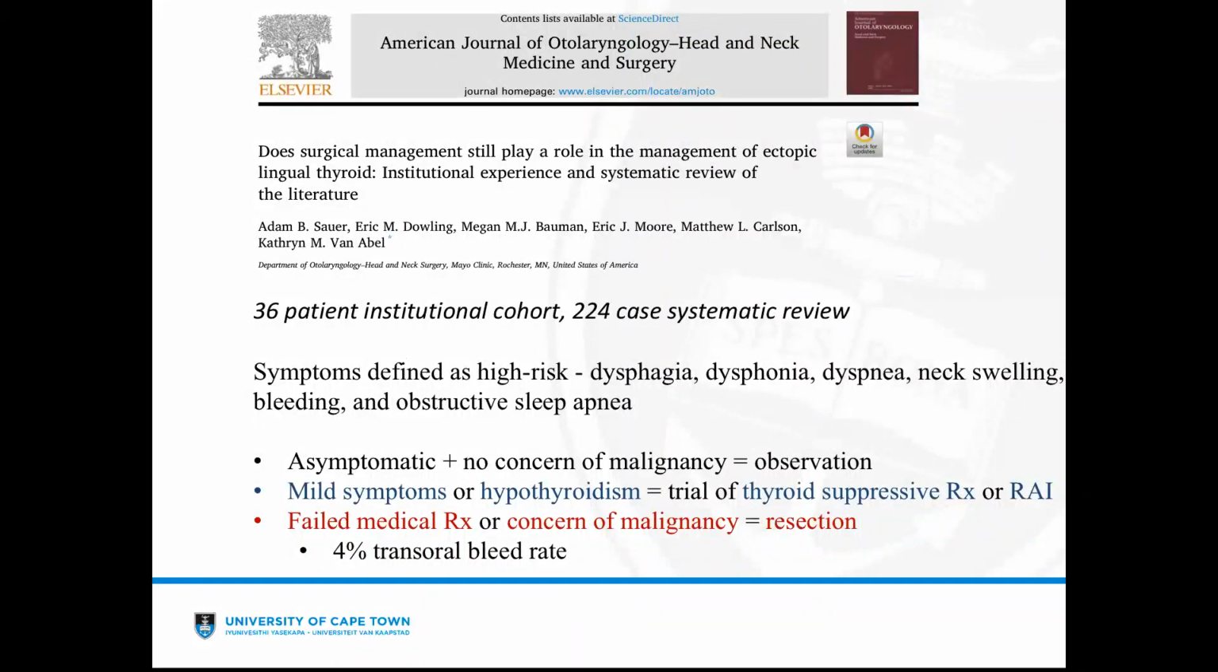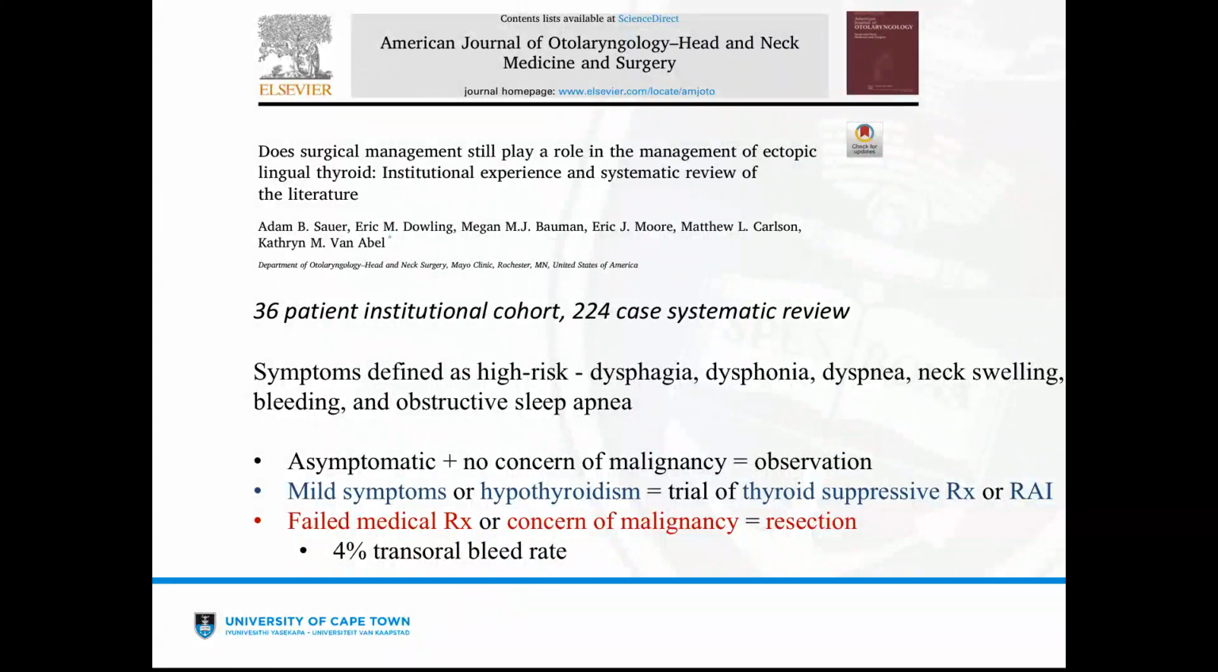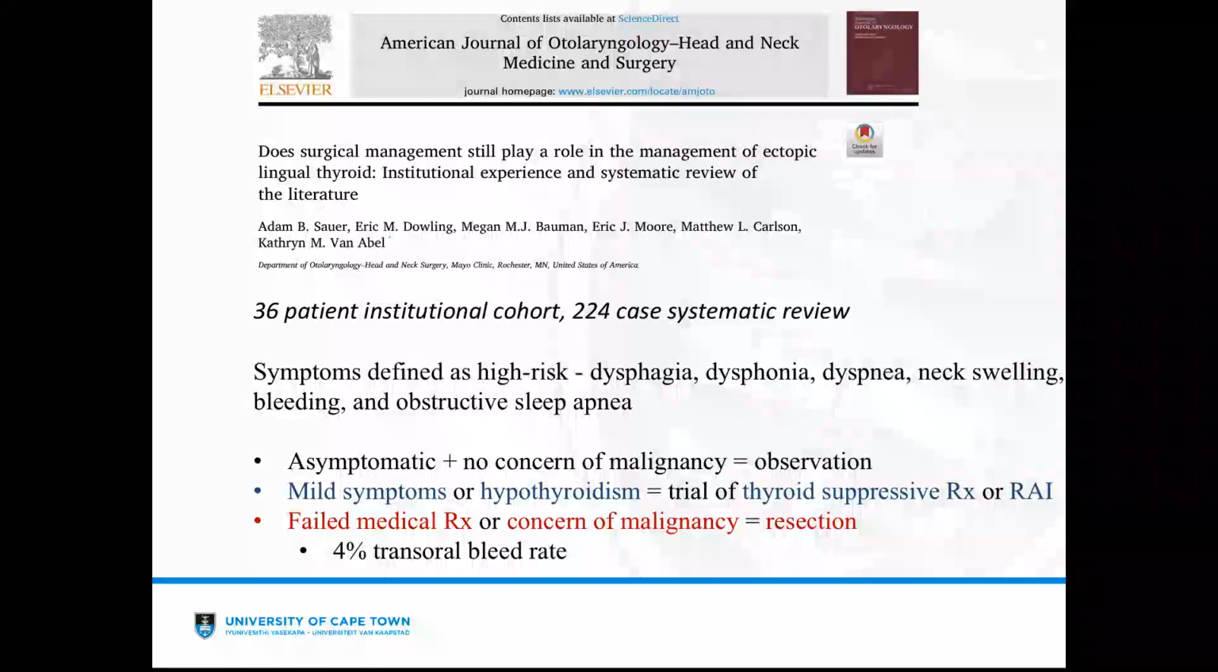And so the recommendations put forward are: if the patient is asymptomatic with no concern of malignancy, observation is advised. If there are mild symptoms or if there's hypothyroidism of the patient, then a trial of thyroid suppressive treatment or radioactive iodine can be implemented. And if medical management fails, or if there's concern of malignancy, then total resection of the gland is recommended, with a very low 4% transoral bleeding rate.